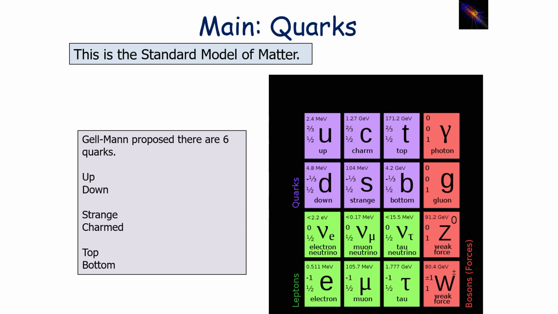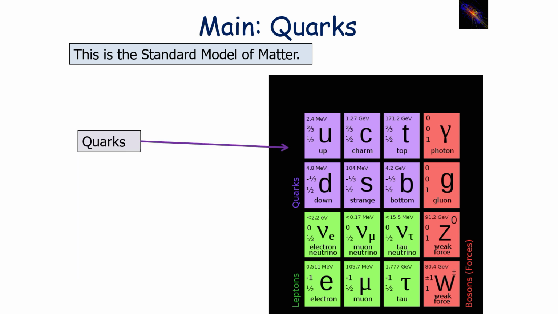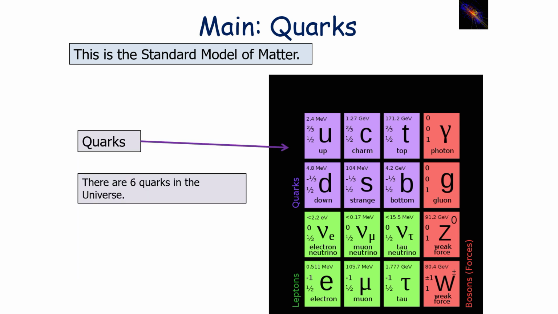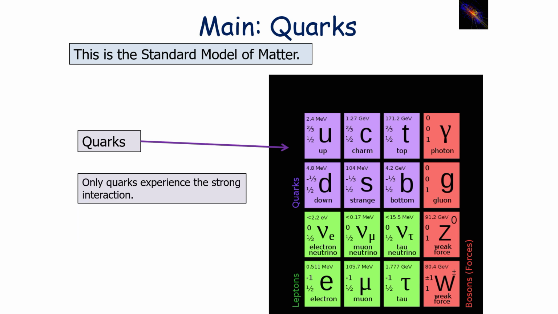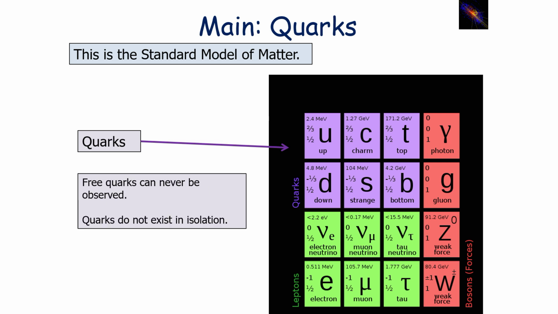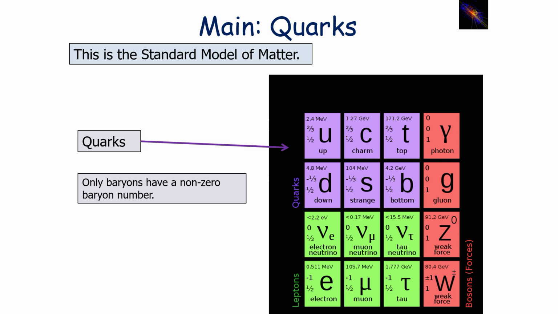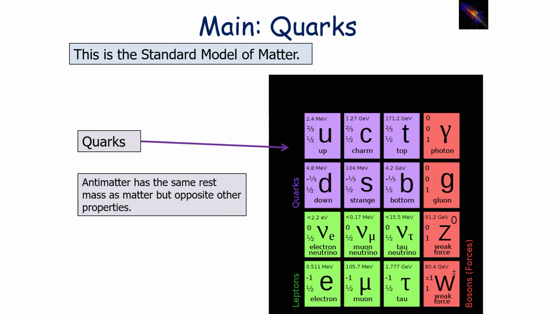So this is our standard model of matter. We've got our 6 quarks: up and down, strange and charmed, top and bottom. These are the 6 different quarks that combine to form mesons and baryons. Now only quarks experience a strong interaction, and any particle made from a quark is referred to as a hadron, and quarks can never exist in isolation. Only baryons have a non-zero baryon number, and there are also antiquarks found in the antimatter standard model. Again, antimatter has the same rest mass as matter but the opposite other properties.